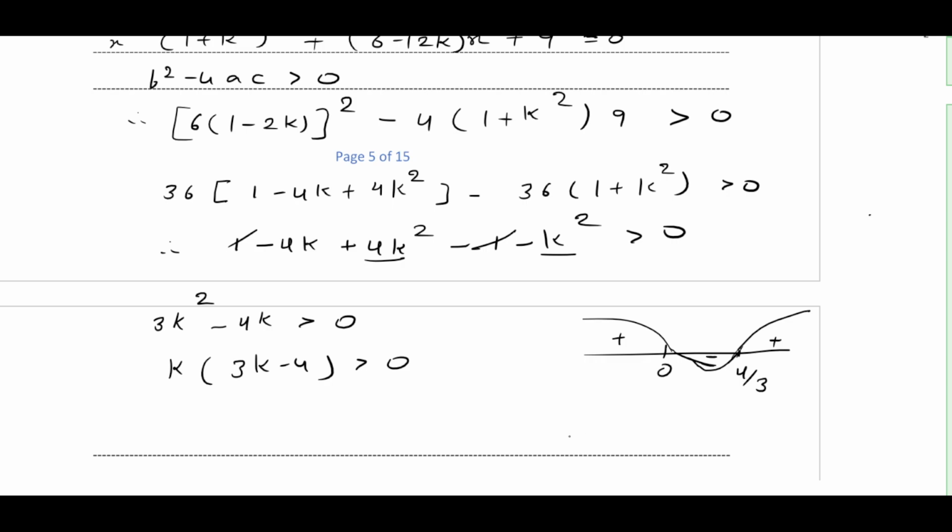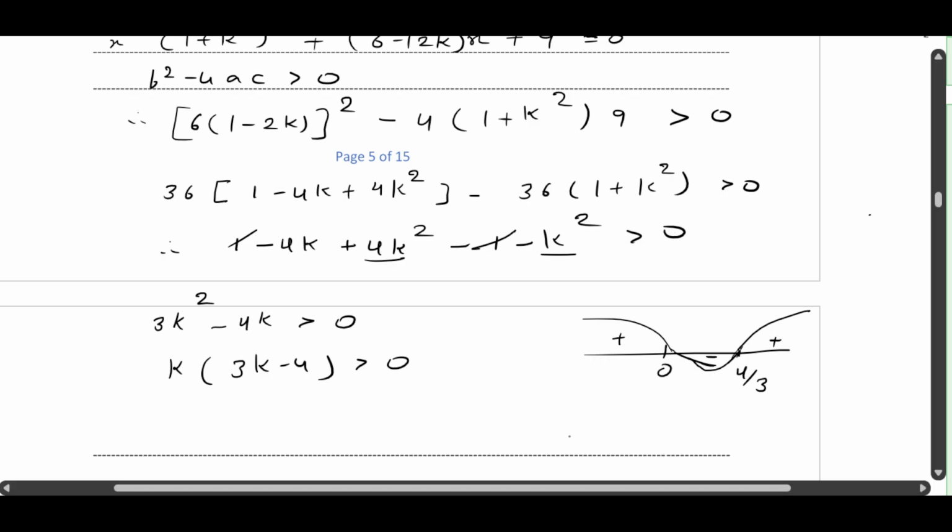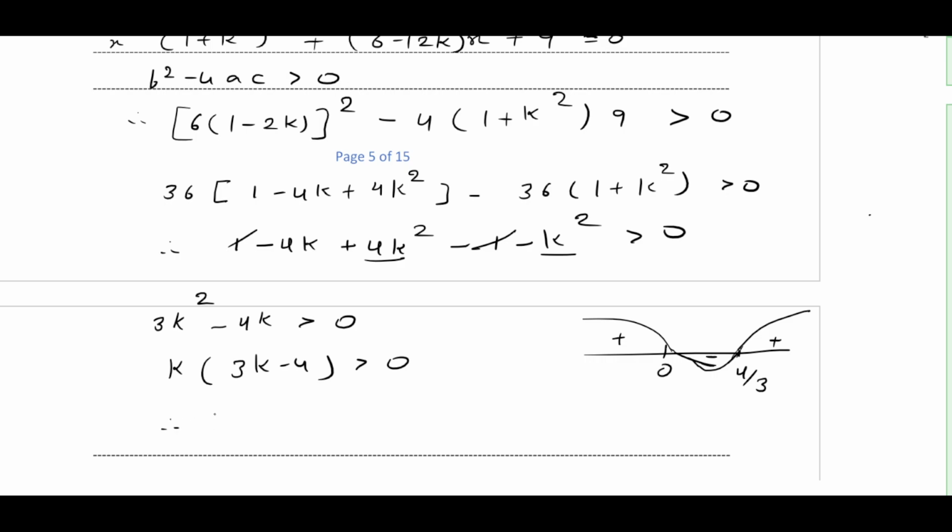As you don't require a negative result, your answer will be either greater than 4 by 3 or less than 0. So therefore you will say that k is less than 0 or k is greater than 4 by 3. Okay, so this is your answer.